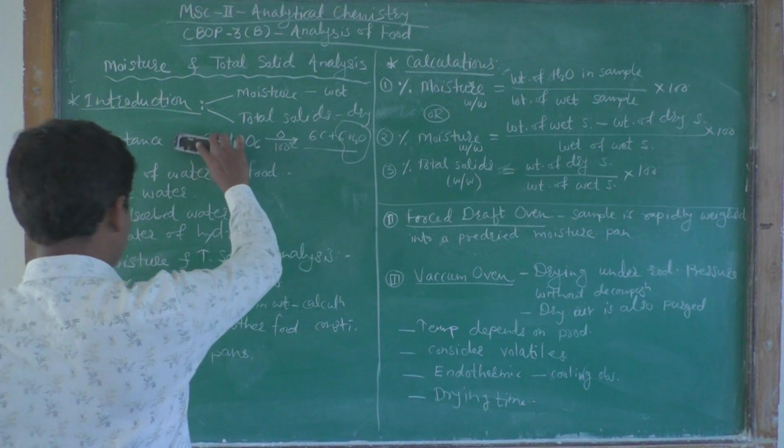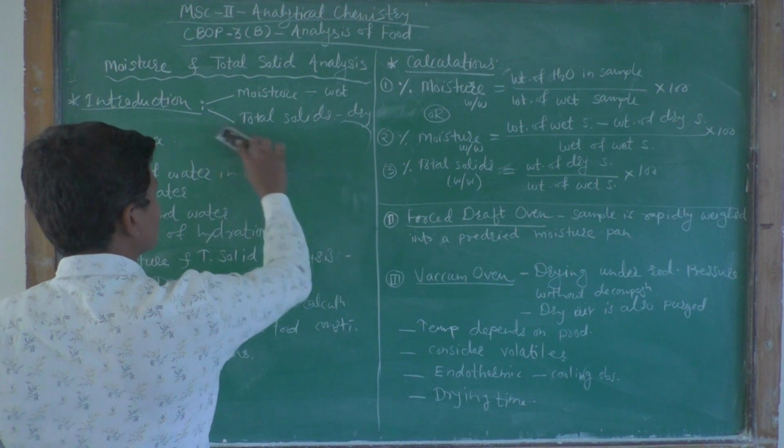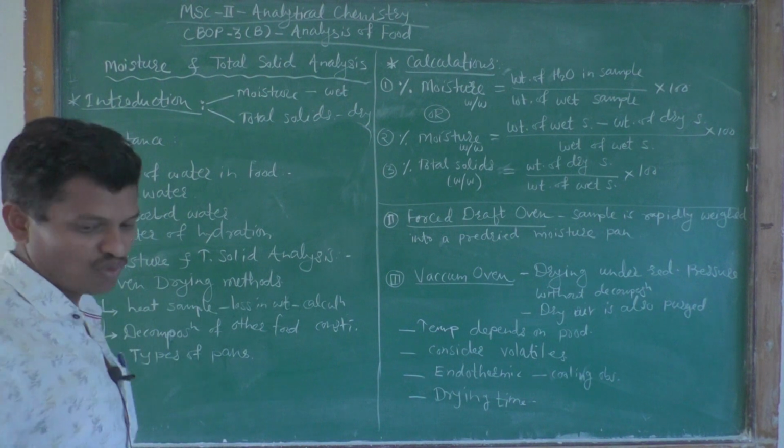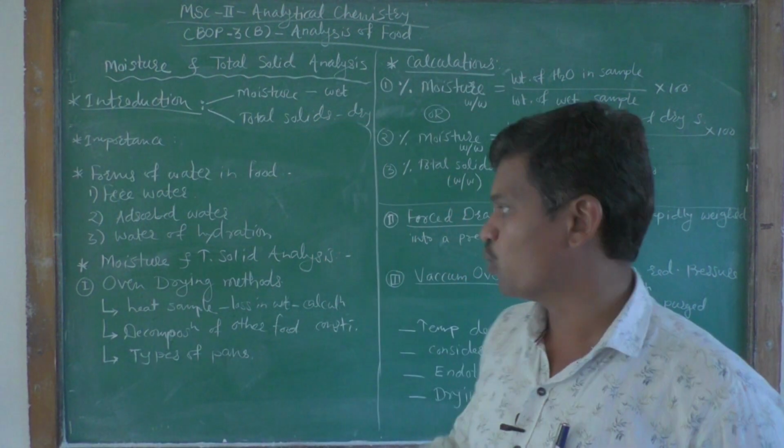Then the next one is types of pans used for the oven drying. Different types of pans are generally used for this analysis of moisture contained, by oven drying methods.